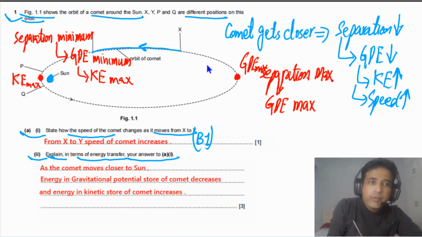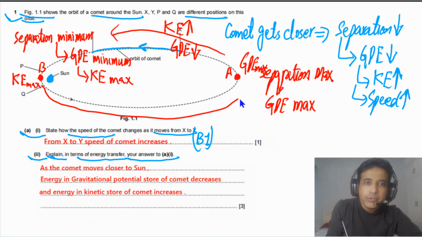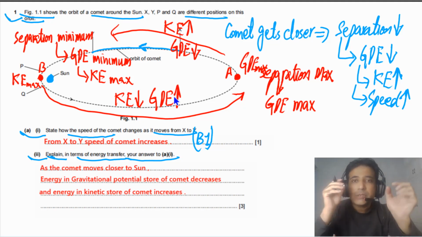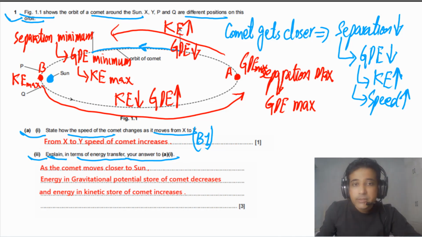And it is also very important to understand that when the comet is moving from, let's say, this point A to this point B, in this case KE is increasing and GPE is decreasing, and vice versa is true when the comet is moving from B to A. In this case, KE is decreasing and GPE is increasing because the separation between the sun and the comet is increasing. So these are some beautiful points you need to understand about this elliptical orbit. I hope these points are clear to you. And this question has 3 marks.